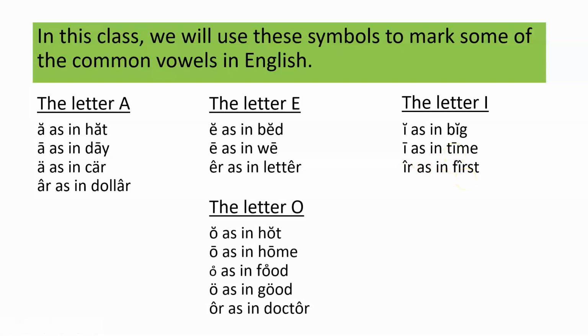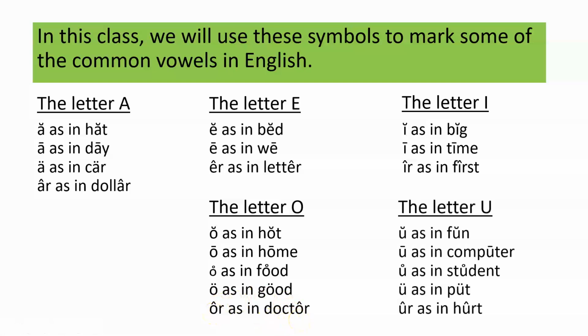For the letter O, we actually have 5 different sounds you should know. Ah as in hot, O as in home, oo as in food. And for this oo, you can see the tiny circle on the top. That's just a little reminder to put your lips in a circle. That will automatically make the oo sound. Oo as in food. Then this one with 2 dots sounds like as in good. And finally, as in doctor.